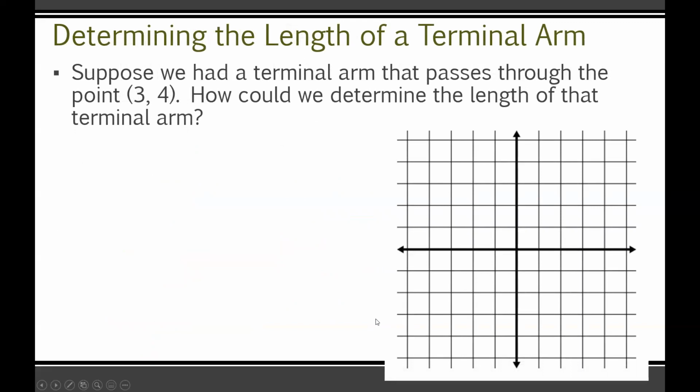So next one, length of a terminal arm. Suppose we had a terminal arm that passes through the point 3, 4. I'm just going to stop right there. I'm going to draw that real quick. 3, 4, that's your x and your y. So 3 is over here, and then 1, 2, 3, 4. We're going to put a dot right there.